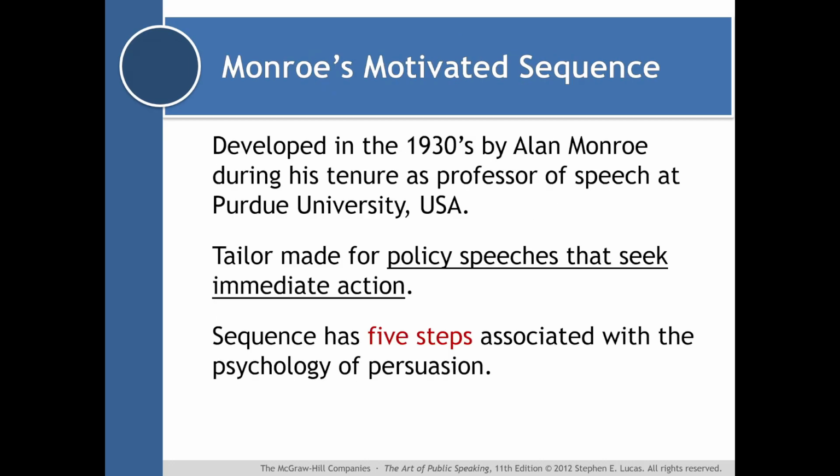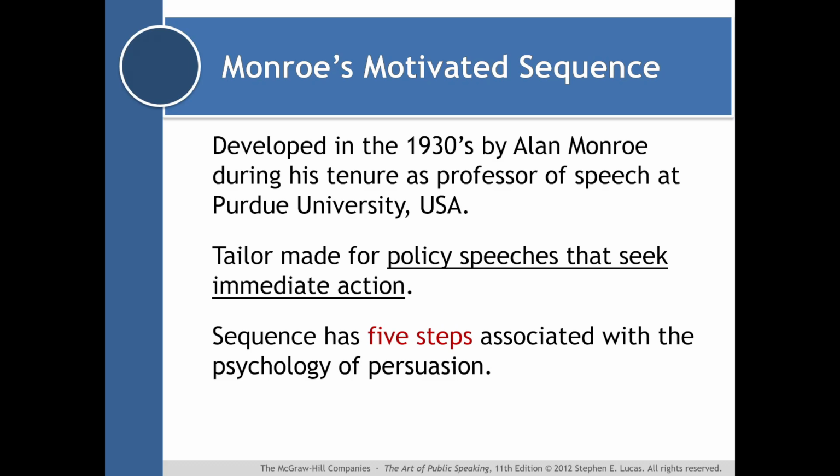Now, Monroe's motivated sequence. It was developed in the 1930s by Alan Monroe. So that is where the name Monroe's motivated sequence is from. During his tenure as professor of speech at Purdue University, USA. So it is tailor-made for policy speeches that seek immediate action, meaning that for a speech formulated based on Monroe's motivated sequence, you want the listener to take action after you have given your speech. So that is why it is considered policy speeches that seek immediate action.